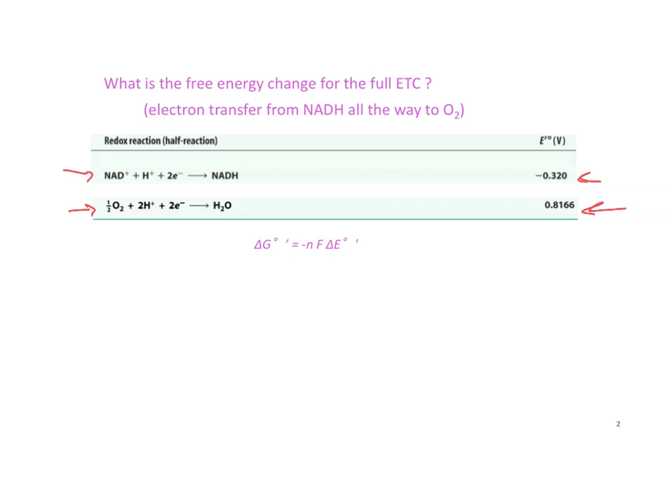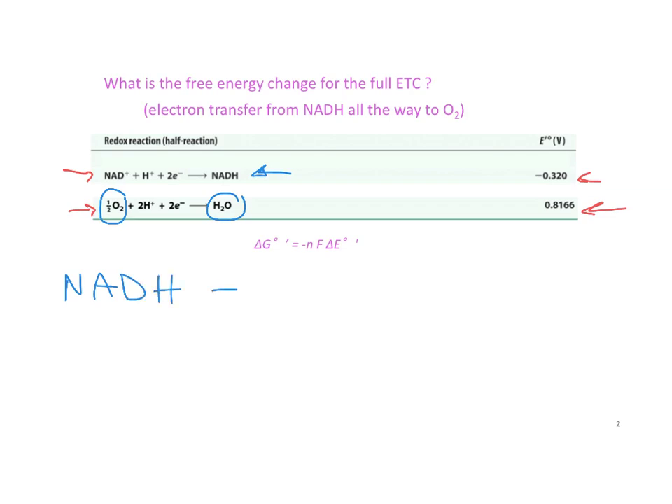So I want you to use a little bit of what you know about what's going on to figure out which one's getting flipped. I know that we're going to pass electrons to oxygen, and that oxygen is going to become water. So that equation is already set up in the correct order, which means that this must be the equation that has to get flipped. So in this case, we're going to flip the top one.